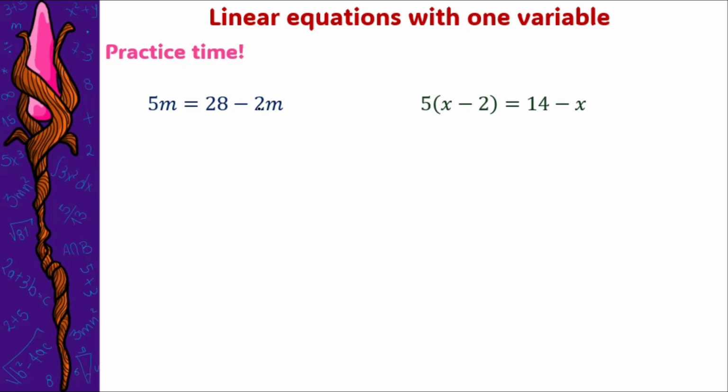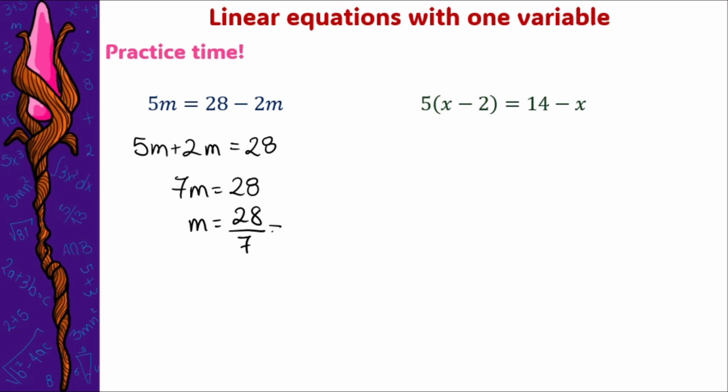Okay, in this one, the minus 2m, I'm just going to bring it to add. That would be 7m equals 28, and that will be m equals 28 divided by 7, which is 4. So the answer is 4.